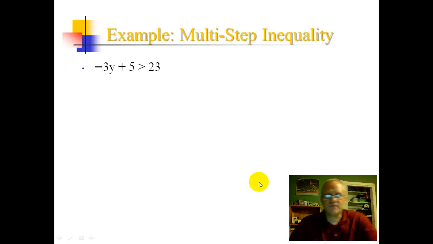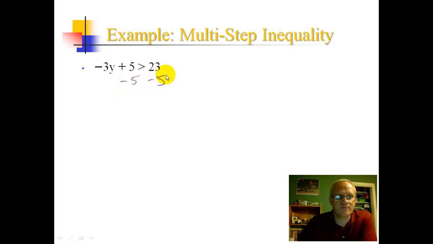All right, we got a few examples here with some multi-step inequalities, and then we'll be done. Just like an equation, we're going to follow the same steps here on this one. So what comes first here? Okay, we're going to do the addition and subtraction first. So if it's adding 5, we're going to subtract 5.